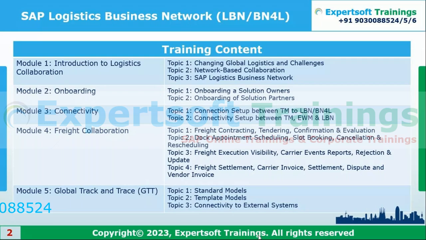Now, when it comes to GTT, we have different models. The first is the template model, the second is the standard model, and the third is the external integration. Normally there are only two models: standard and template. The external integration is where the visibility service providers are onboarded onto the system, so that they can provide us the information.